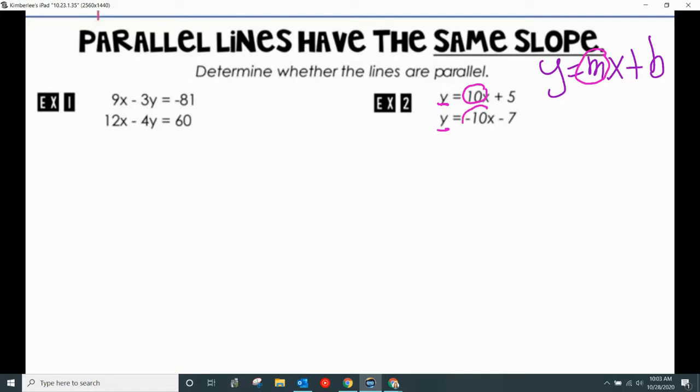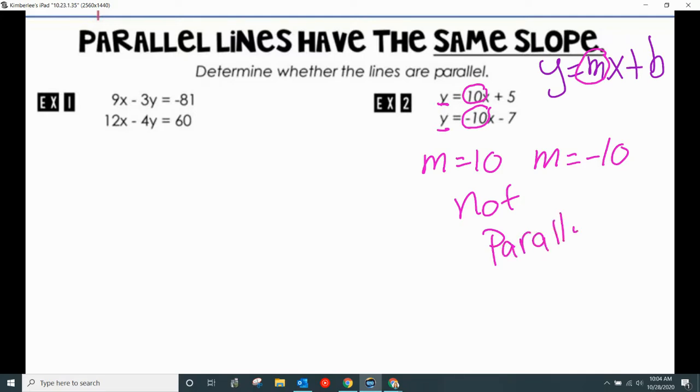The number in front of x in my second one is negative 10. So when I have a slope that's 10 and then another slope that's negative 10, are those exactly the same? No, one's positive and one's negative. So these are not parallel lines. That's our answer. We've determined those lines cannot be parallel because they're not exactly the same slope.